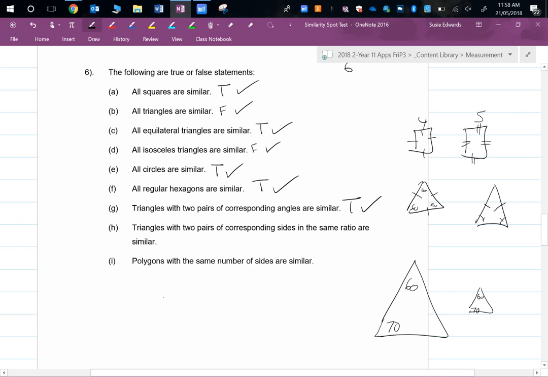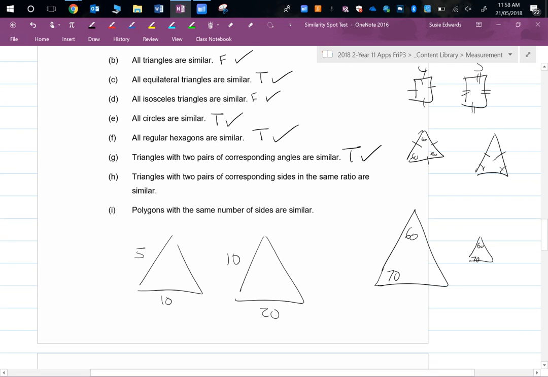Triangles with 2 pairs of corresponding sides in the same ratio. So I might say this is 5 and this is 10, and I might say this is 10 and this is 20. Are they definitely similar? Do we have angle, angle, angle? No. Do we have side, side, side? No. Do we have side, angle, side? No, because we don't know what the angle is. So therefore, false. And that is actually incorrect in your answer key, just by the way.